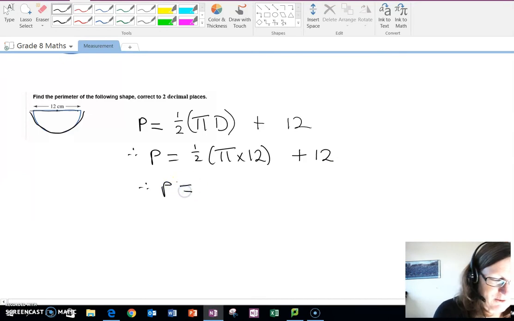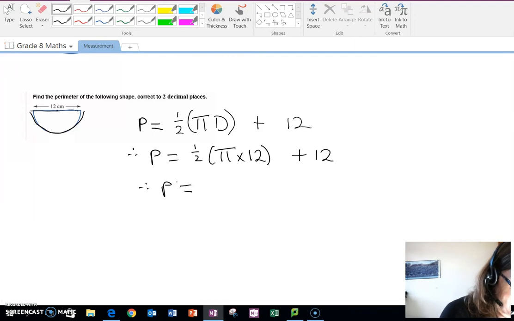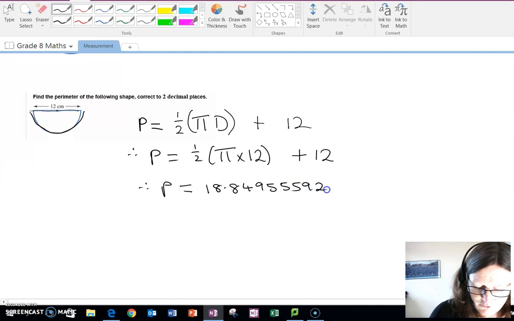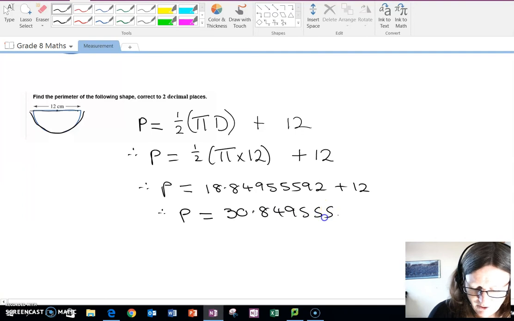If I put into my calculator pi times 12 and then half it, this bit is 18.84955592. Then I need to add my 12. So the perimeter of this shape is 30.84955592. Let's round this one to 2 decimal places.